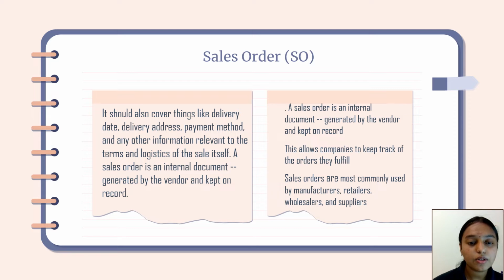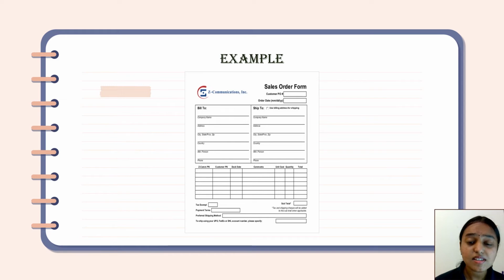A sales order is an internal document generated by the vendor and kept on record. This allows a company to keep track of the orders they fulfill. Sales orders are most commonly used by manufacturers, retailers, wholesalers, and suppliers. This is the example of sales order.